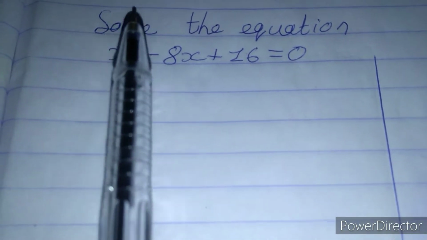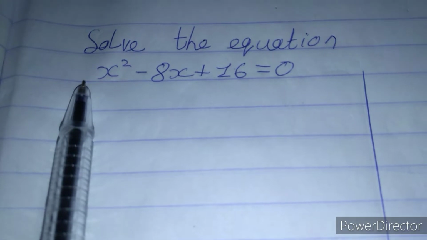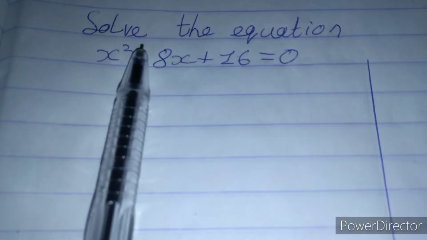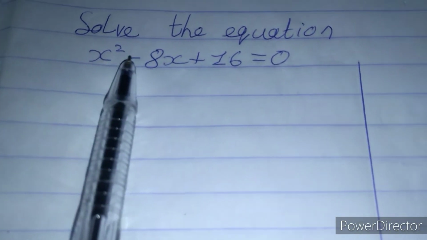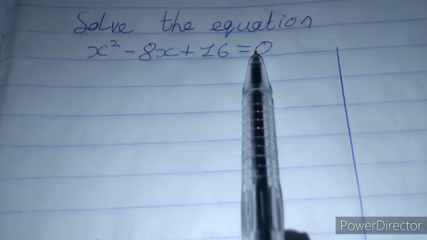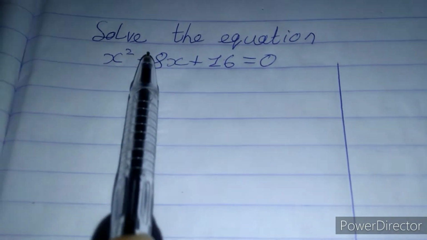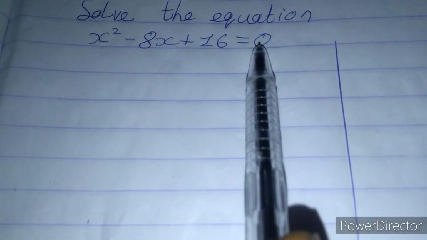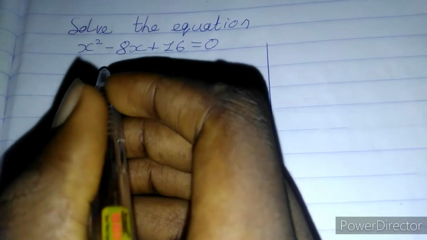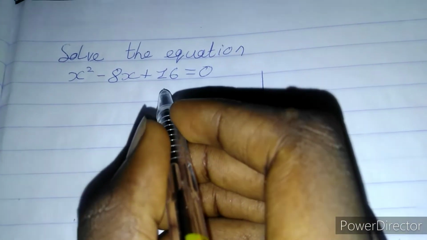We have a question: solve the equation x squared minus 8x plus 16 equals 0. Let's take note of our signs, they are very important. X squared minus 8x plus 16 equals 0. Okay, the first step you are doing in quadratic equation involving factorization method is we find two numbers. Let's assume a and b.